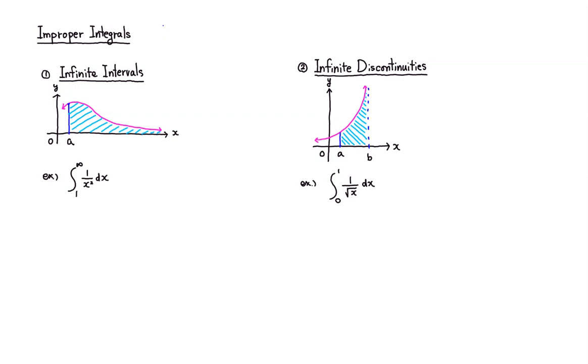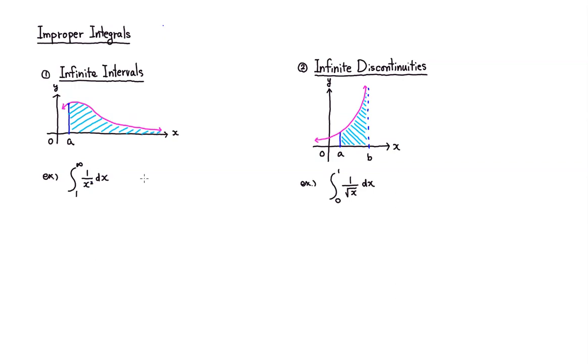First kind. If you have an integral over an infinitely long interval, the picture looks like this. You might start from some finite number and it goes to positive infinity, so you have an infinitely long interval. Let's look at this example: the integral from 1 to infinity of 1 over x squared with respect to x.